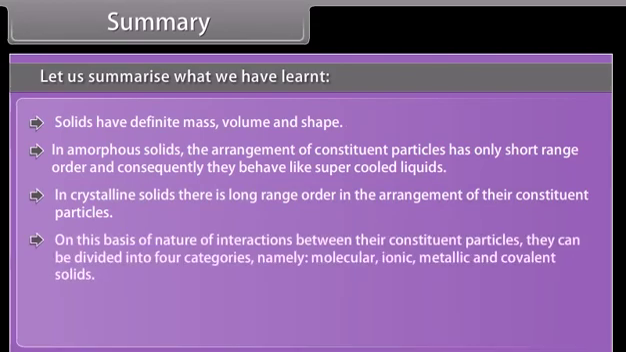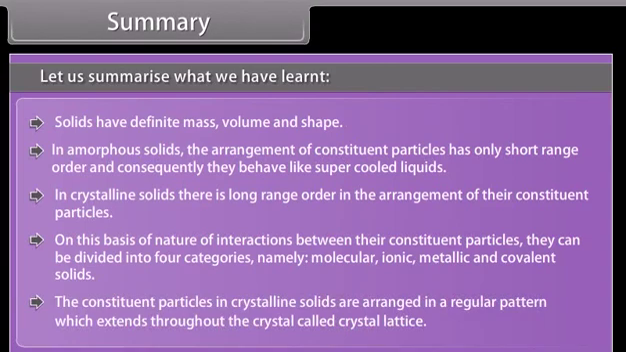On the basis of the nature of interactions between their constituent particles, they can be divided into 4 categories, namely molecular, ionic, metallic, and covalent solids. The constituent particles in crystalline solids are arranged in a regular pattern which extends throughout the crystal, called crystal lattice.